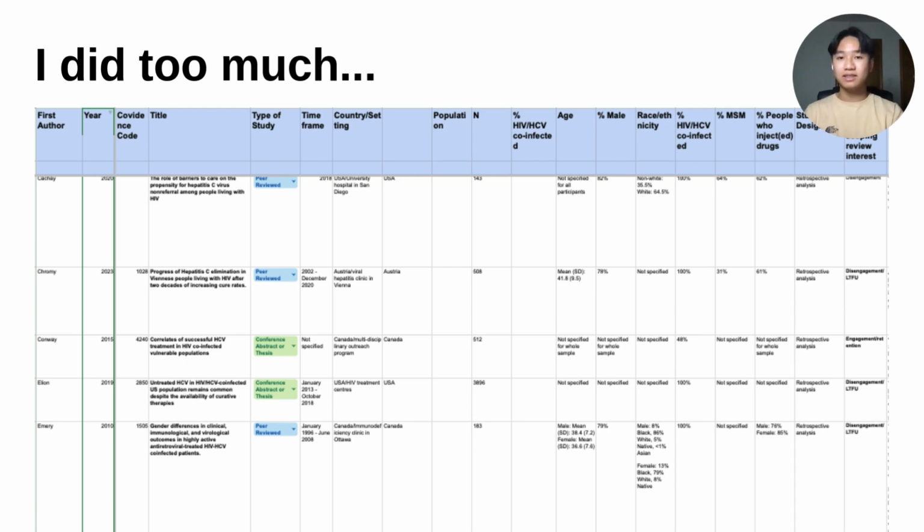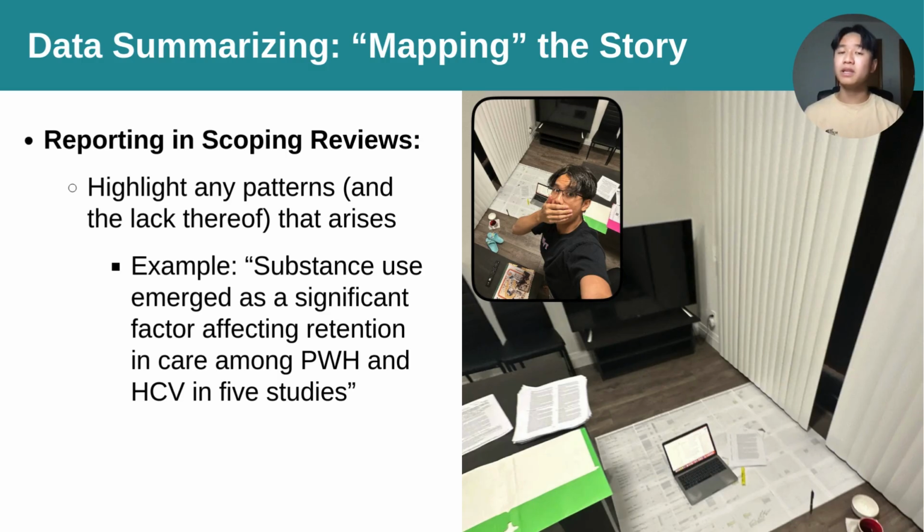For example, this was only a section of my extraction sheet, and I think I only used half of the data. So please learn from my mistake if you ever do a scoping review. Only extract what is absolutely necessary. It is key to really do a lot of thinking of what would I need before actually starting extraction. Doing so will help analyze the data, which is all about telling the story.